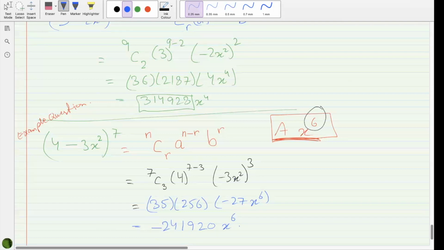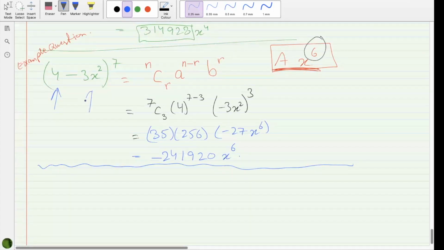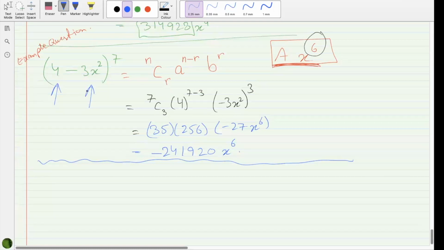Mohammed, is it fine? Yes, I got the same answer. That's good. Okay, now moving on to the next step. If you have a lot of practice, then you can guess the value of r. In this case, there was no term in x in A, but only in B. So we can always make an educated guess.